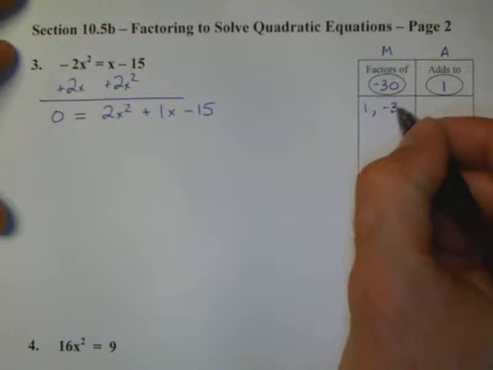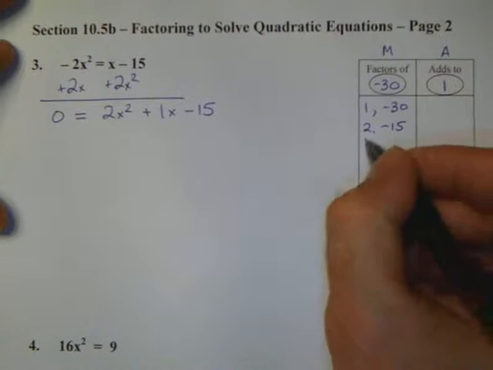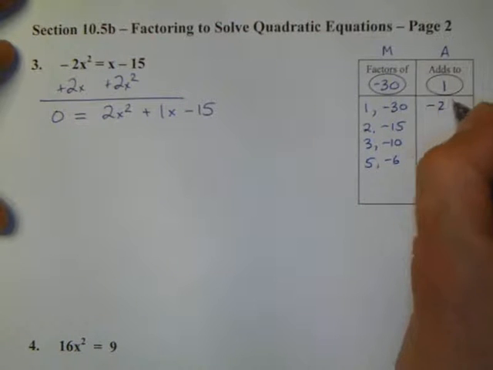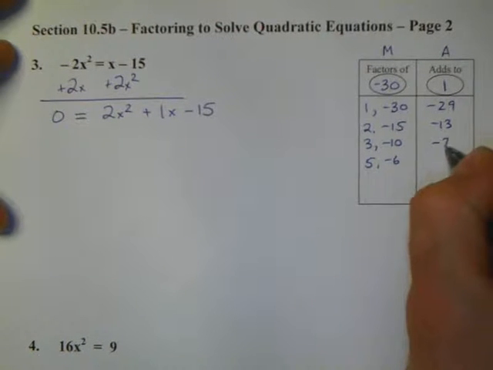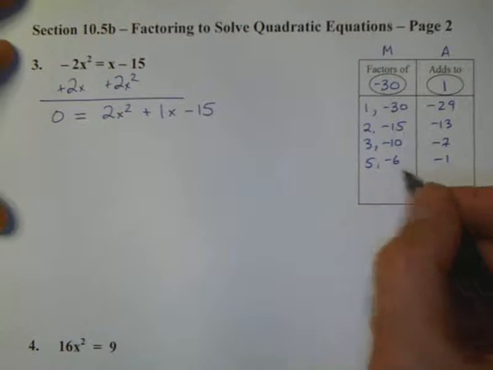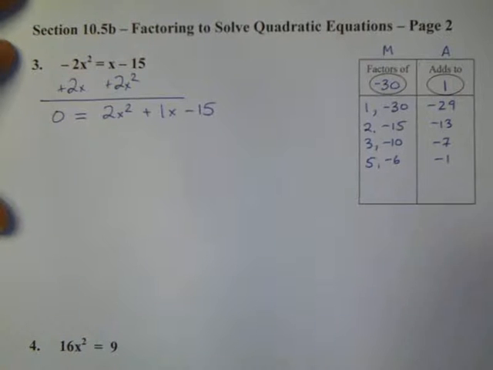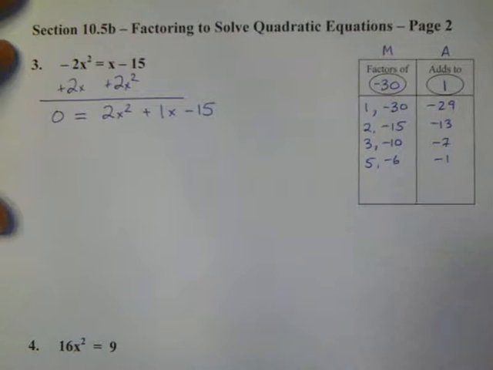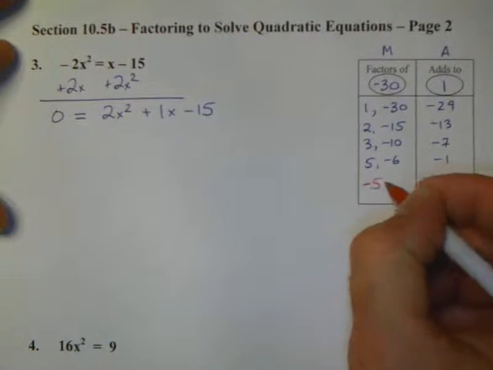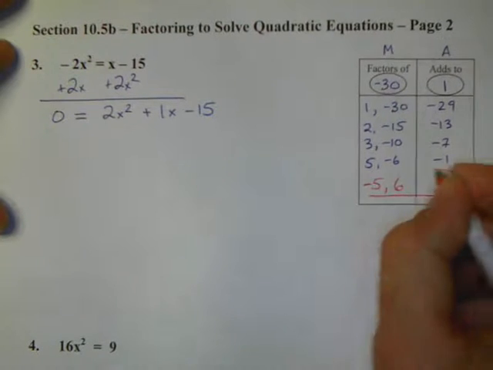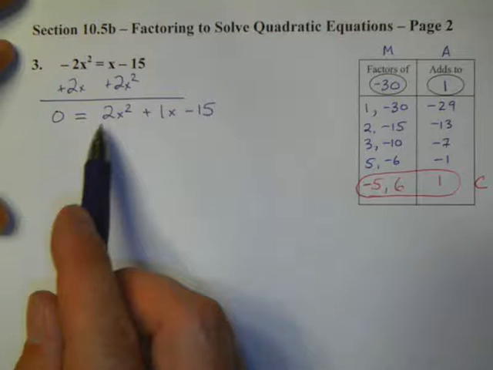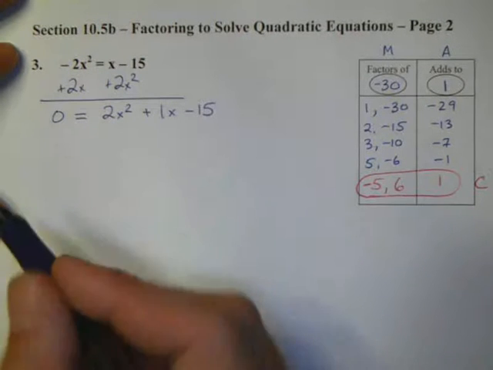Since our multiplying factors are negative 30, we have 1 and negative 30, we have 2 and negative 15, we have 3 and negative 10, we have 5 and negative 6. Each of these adds to the following numbers. Our last one is close to what we want, adding to negative 1. However, since it's the opposite of what we want, we take the negative 5 and the positive 6, and those add to positive 1. And that is our choose, standing for the MAC method: multiply, add, choose.